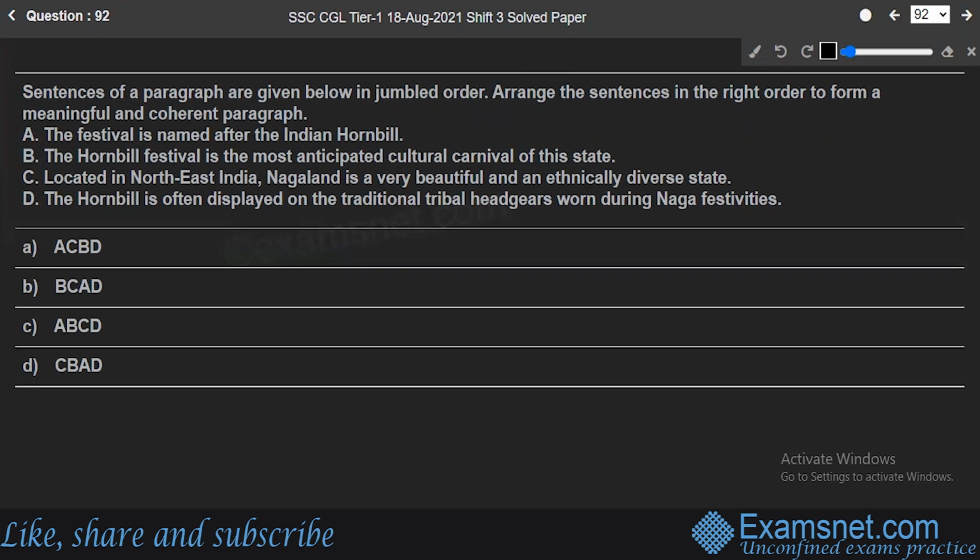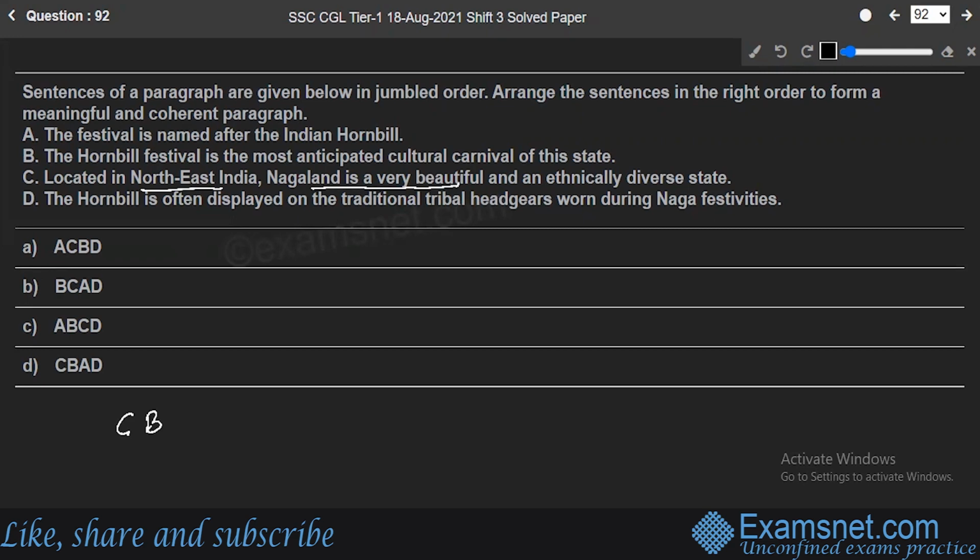So this given sentence set is clearly a parajumbled question. So what will come first? The very first one will be C. Located in Northeast India, Nagaland is a very beautiful and ethnically diverse state. Why is it so? Because it's giving you information for the very first time about the state, that is Nagaland. So C will be the first sentence of the given paragraph, which will be followed by B.